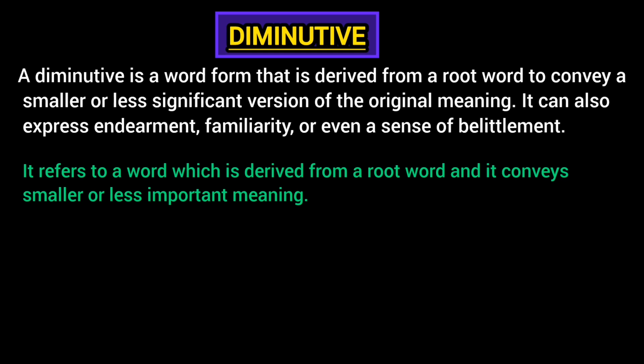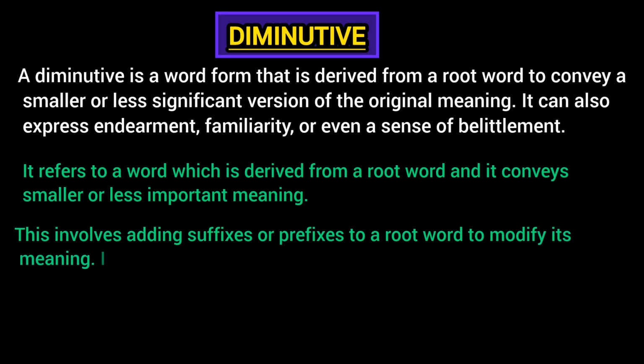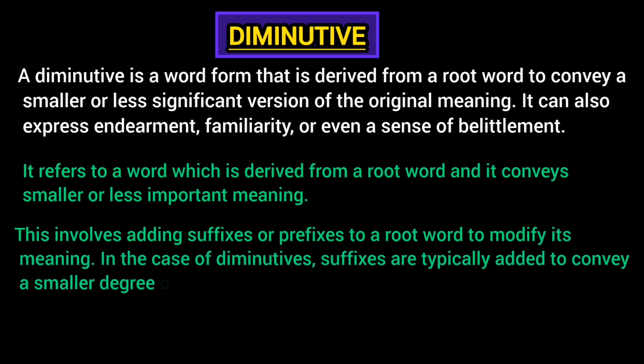Actually, diminutives occur through a linguistic process called affixation. This involves adding suffixes or prefixes to a root word to modify its meaning. In the case of diminutives, suffixes are typically added to convey a smaller degree of the original meaning. Simply, when we add a suffix or prefix to a root word and the result gives us a meaning of smaller degree than the original word, it is called a diminutive in linguistics.